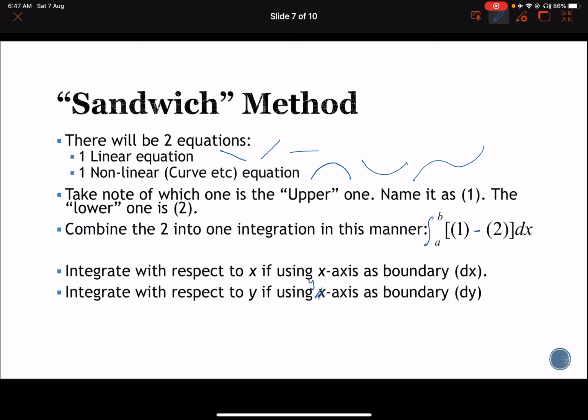So what do I mean? If I have a question like this, like this and like this, and you wanted to find this area here, you are thinking of sandwiching this and this. If you imagine it, this will have been your boundary. So this is your x-axis, then you use dx. But if you have a question like this, where you could have actually used y as your boundary, like flowing down this way, then y is the axis that you're going to use, and you use dy.